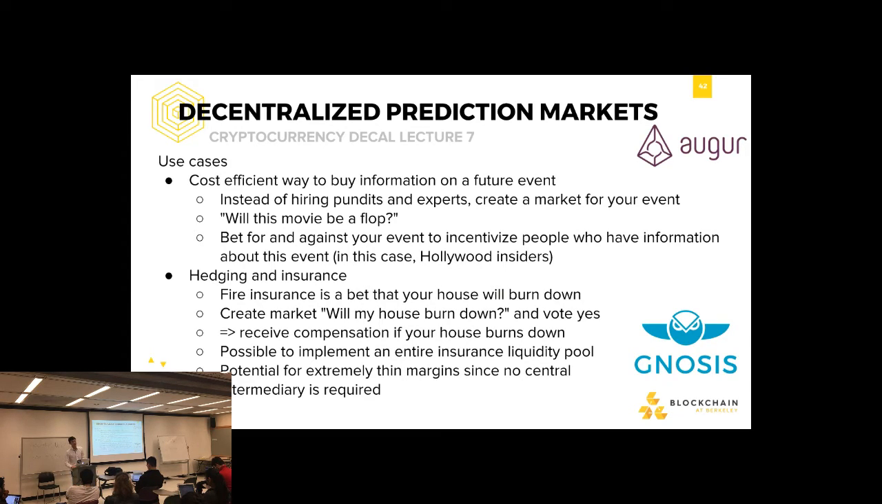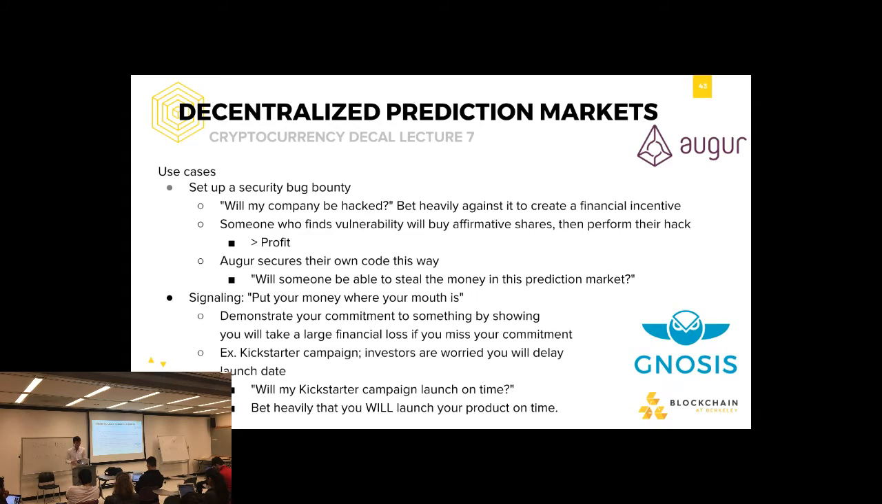So yeah, just interesting ideas that blockchain makes possible. There's other things you can do, like setting up a security bug bounty. So you can say, is my company going to be hacked by this date? And then just bet very heavily against it to incentivize these hackers to try to hack the company. And then whoever finds this vulnerability, they're going to buy these shares and then perform their hack and then receive a profit. Therefore, now you know what the hack is, presumably, and you've basically been paying for your security. And it's interesting because Augur actually secures their own code this way.